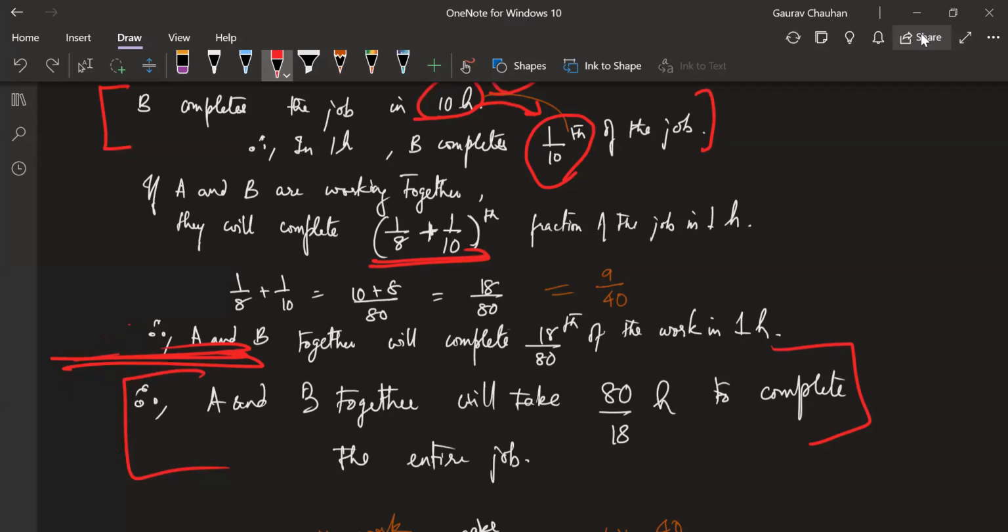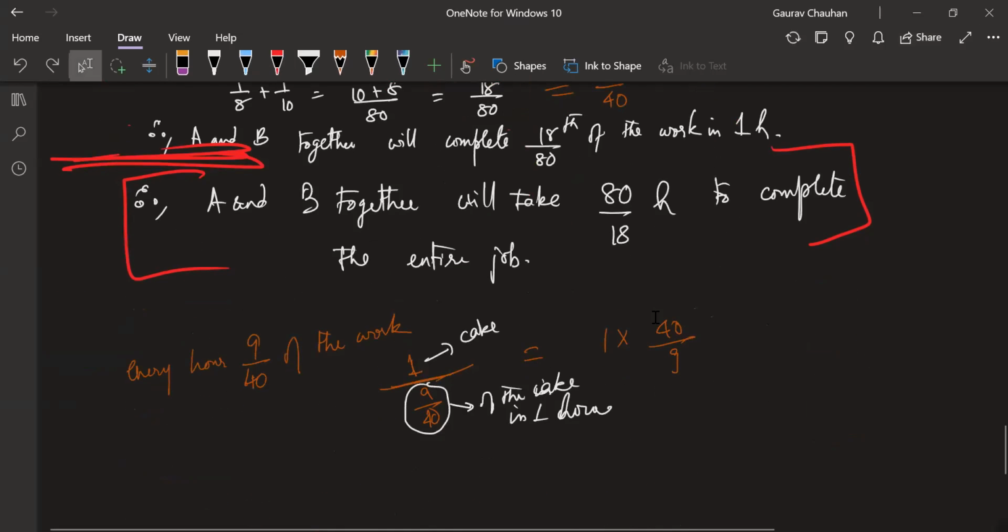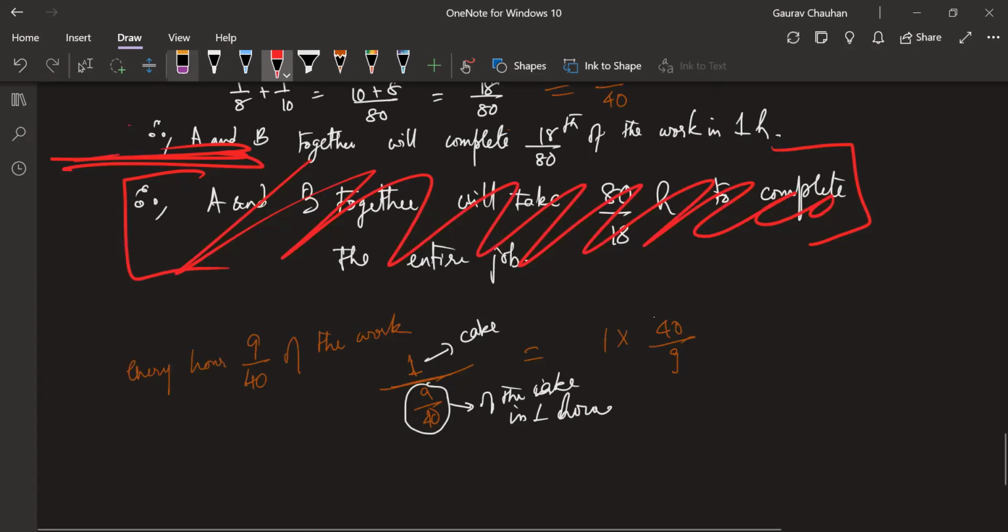Okay, don't write anything. I want you to think together. Let's forget this for a minute. We know that A and B will complete 9 by 40 of the work in 1 hour, or 18 by 80 of the work in 1 hour. Now let's think of this.